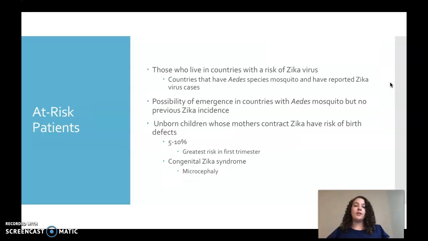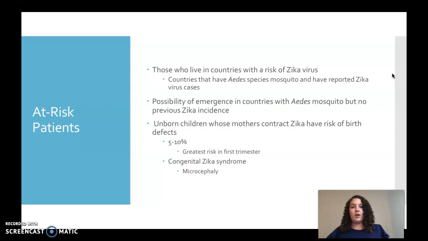So who is at risk for Zika virus? So primarily people who are at risk for Zika virus live in countries with a risk of Zika virus. Countries with the risk of Zika virus are countries that have the Aedes species mosquito that lives there locally and have reported Zika virus cases in the past. There is also the possibility of emergence in countries that have the Aedes species mosquito but have never recorded possible Zika incidents. This can happen if an infected person would travel to that country, get bitten by one of these Aedes species mosquitoes, which would then go on to bite and infect other people.